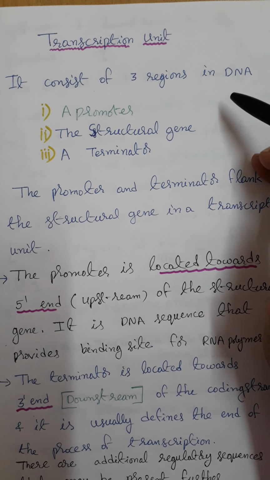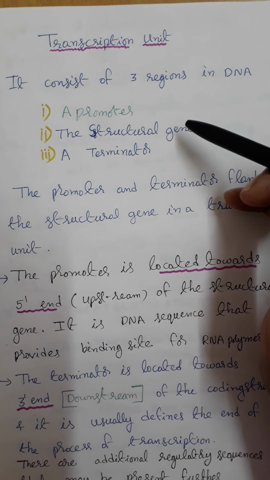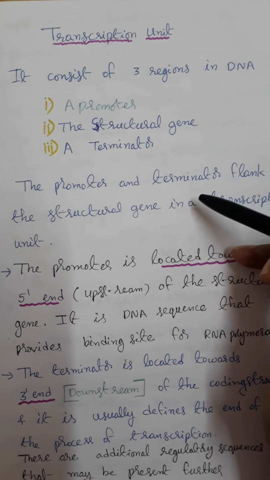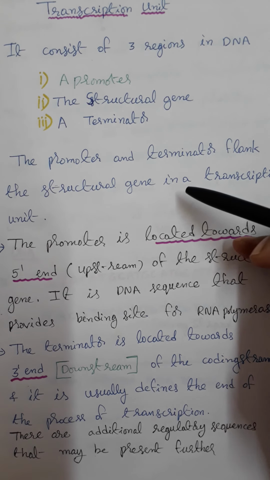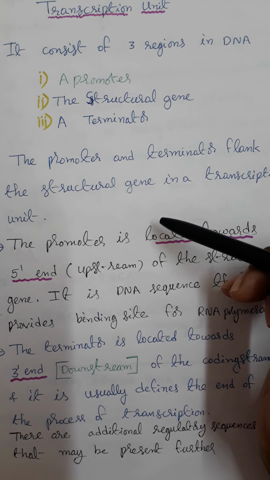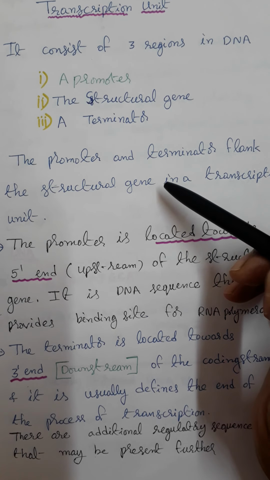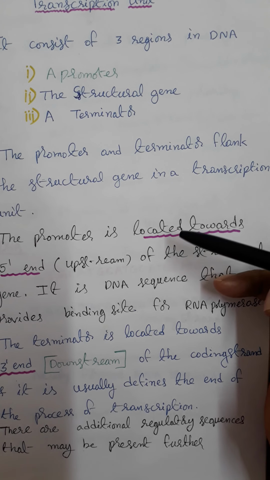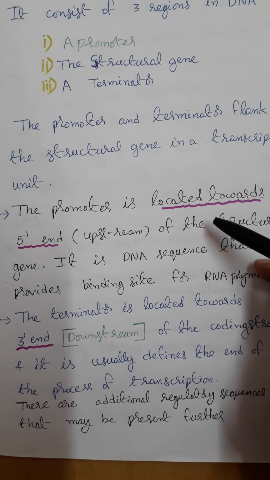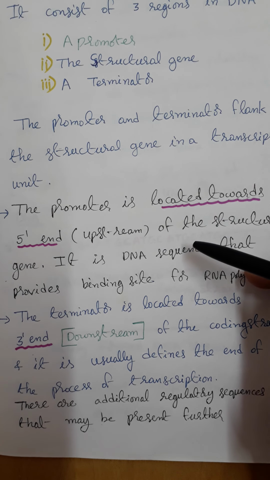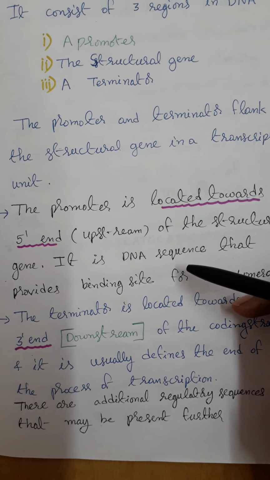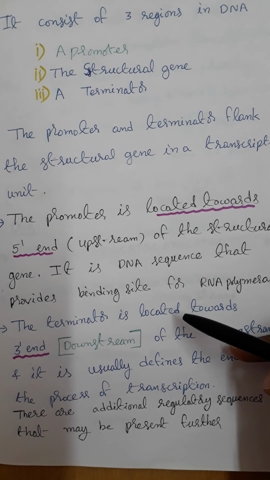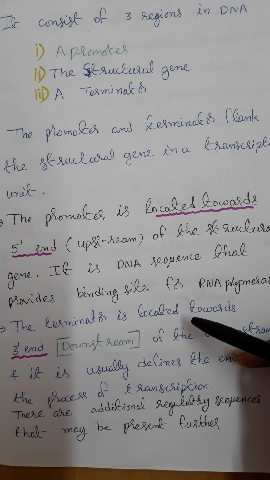It consists of mainly how many regions? Three regions. What are they? One is the promoter, second is the structural gene, and third is the terminator. First of all, you have to know about the promoter and terminator. The promoter and terminator flank the structural gene in a transcription unit. The promoter is located towards the 5' end, upstream of the structural gene. It is a DNA sequence that provides a binding site for RNA polymerase.